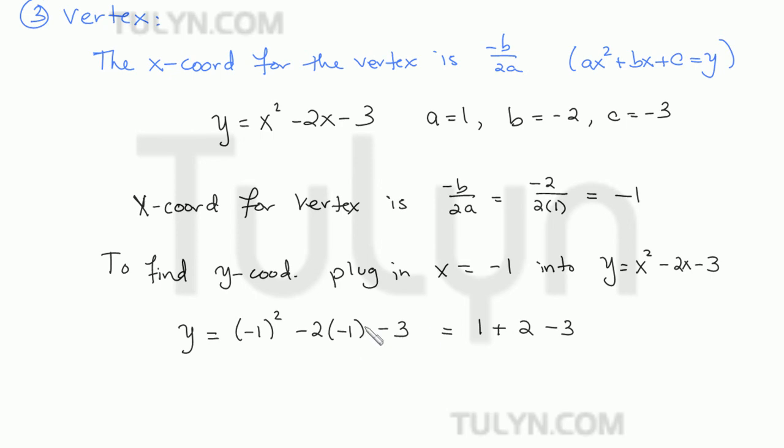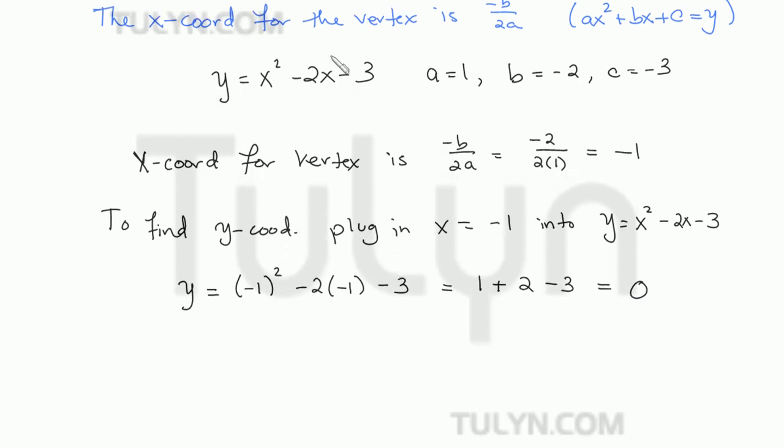So, putting these together, 1 plus 2 minus 3 is just 3 minus 3, which is just 0. So the vertex is the point x comma y, and we found x to be negative 1 and y to be 0. So we have found all the information that we wanted for the parabola.